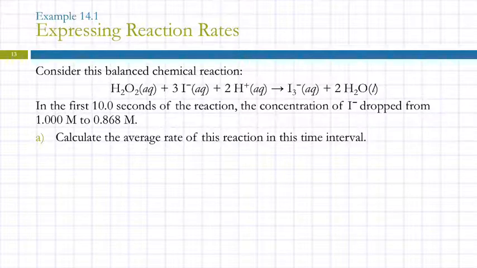So this is an example from the textbook. Consider this balanced chemical equation. It says in the first 10 seconds, the concentration of iodide dropped from 1 molar to 0.868 molar. Calculate the average rate of this reaction in this time interval. The average rate, we're not getting an instantaneous rate because we don't have a graph to draw a tangent on. We're going to do the average by looking at the change in iodide concentration divided by the change in time.